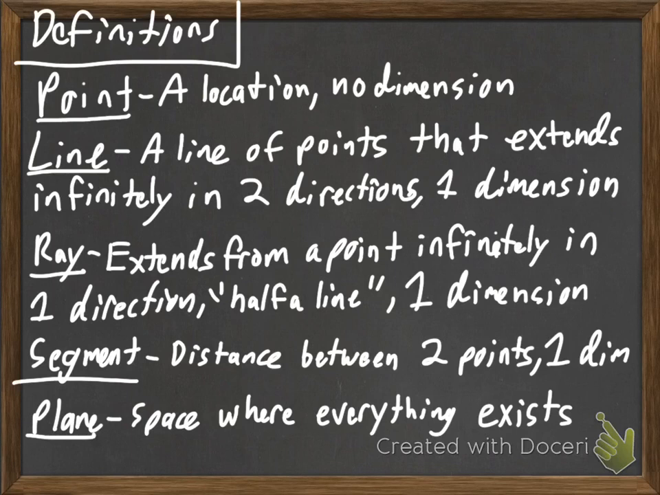A segment is the distance between 2 points. It's also one-dimensional. So it's just any 2 points, it's the distance between those. And it does not go infinitely either direction, which is why we can actually find the distance. A plane is any space where all this stuff exists. So, like right now, this board is my plane. It's where all this exists.